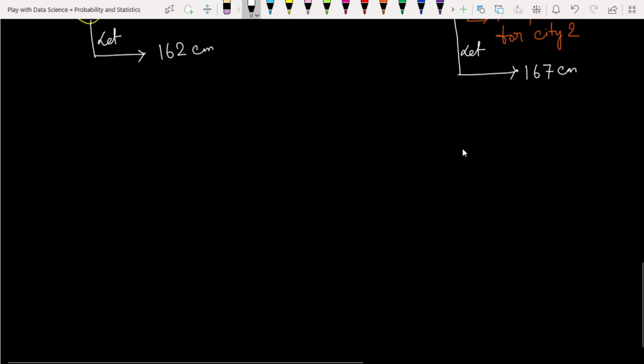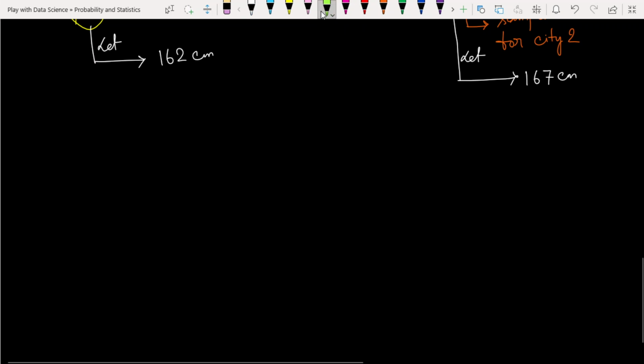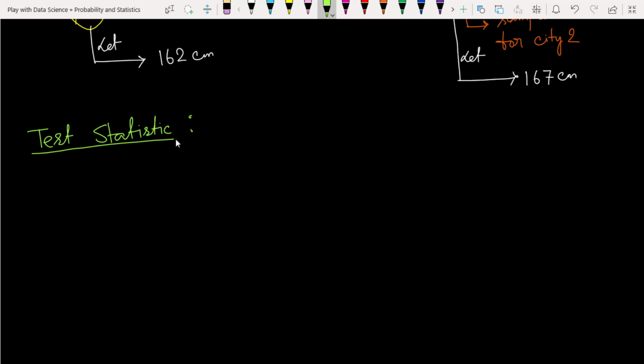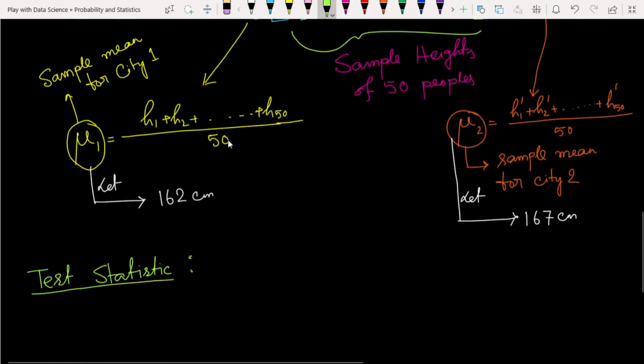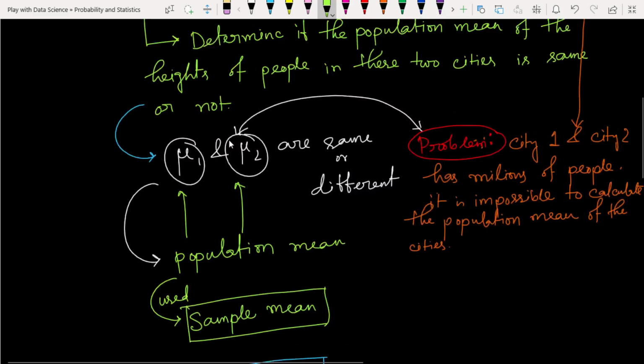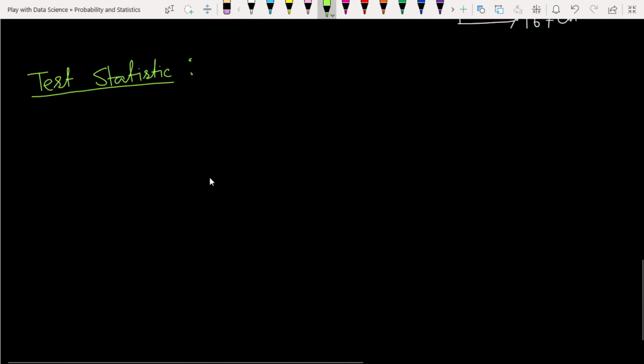Now, the first thing we have to do is calculate the test statistic. So what will the test statistic be for this experiment? For this experiment, we have to find whether there is a difference in the population means or not. This is the main job, and we always have to keep this in mind. So according to our task, we are interested in finding the difference mu2 minus mu1.